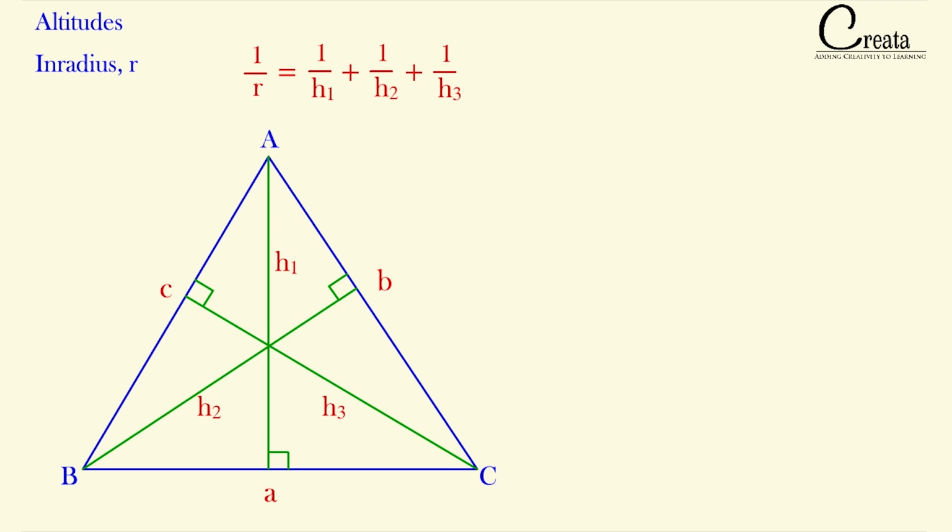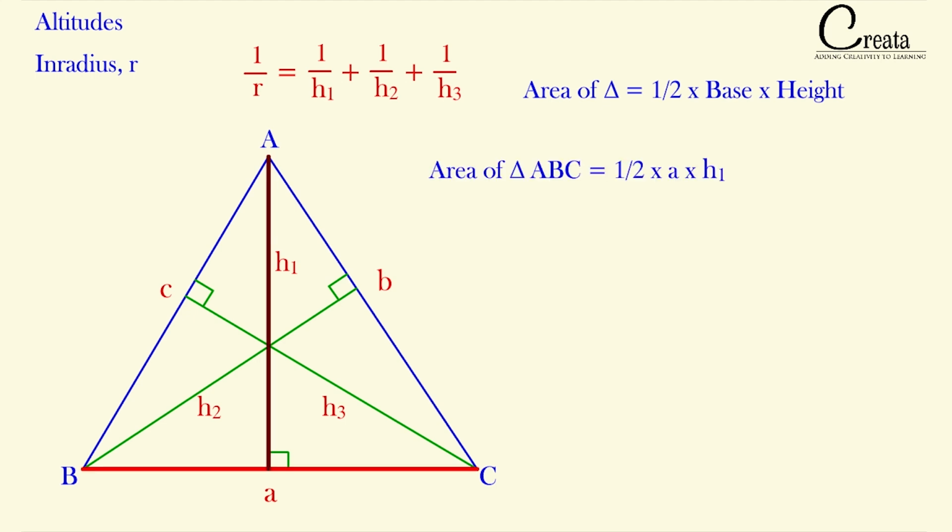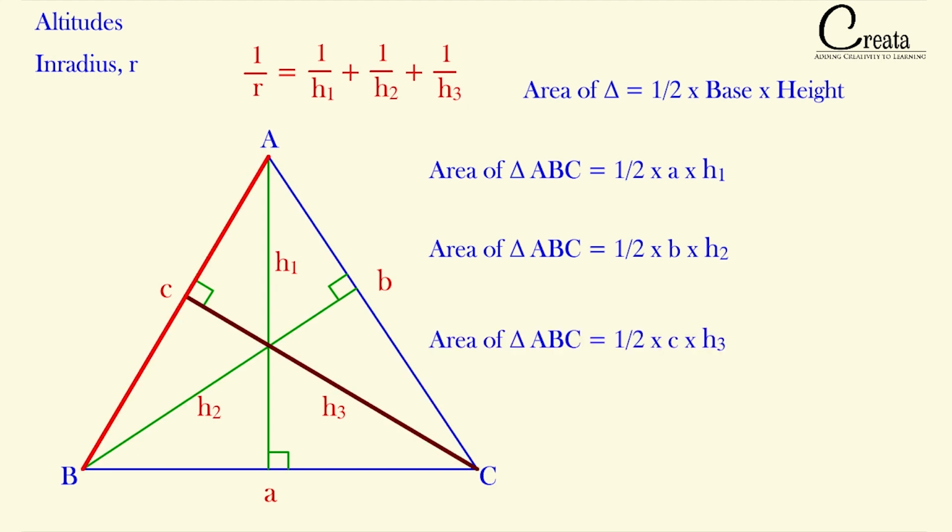Let's see the proof of this formula. The proof is very simple. We have to calculate the area of the triangle ABC by considering different bases for this triangle. We know the area of the triangle is equal to half into base into height. So if we take A as a base, can we say the area of triangle ABC is equal to half into A into h1? Similarly, by considering B as base, we got the area as half into B into h2. Similarly, we got the area of the triangle as half into C into h3.